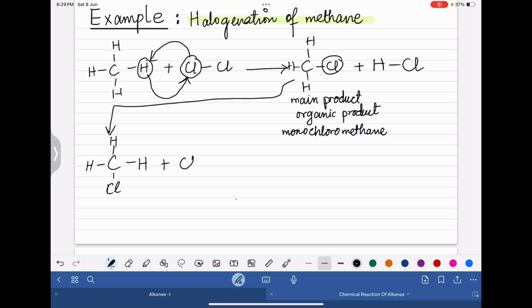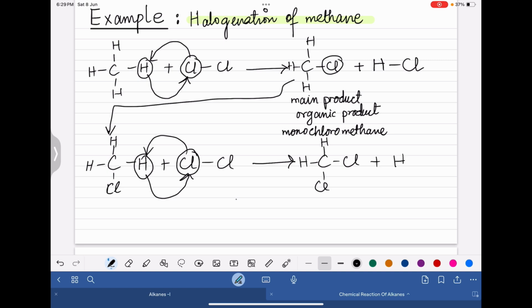CH3Cl plus Cl2. Chlorine will take the place of hydrogen and hydrogen will take the place of chlorine. So the product will be CH2Cl2 with the evolution of hydrogen chloride gas. So as in the product two chlorine atoms are present, the name of the product will be dichloromethane.